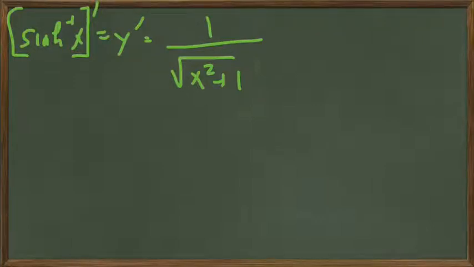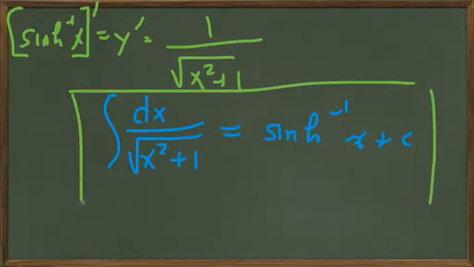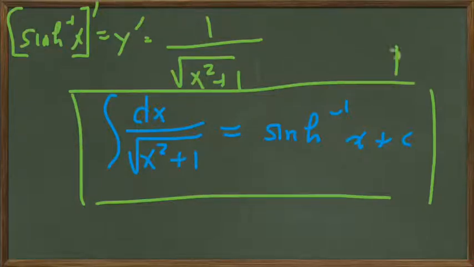So this, in its derivative form, is another important integral structure. When we have square root of x squared plus 1 in the denominator, we can integrate that and get sine h inverse of x plus c. So you see this same derivation in your textbook on page 156.